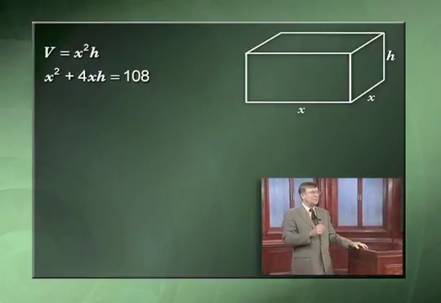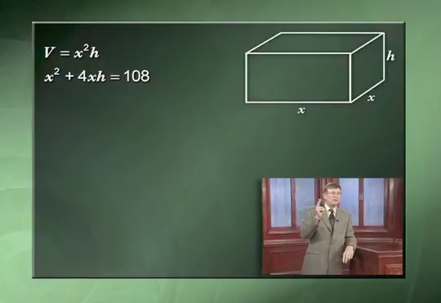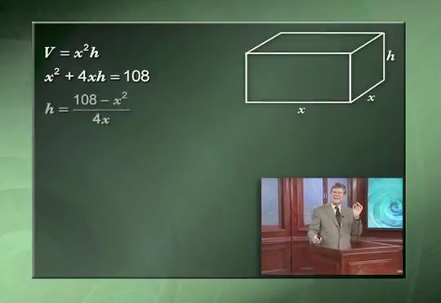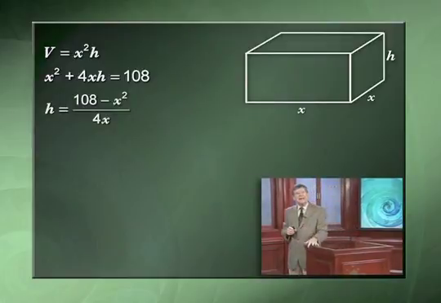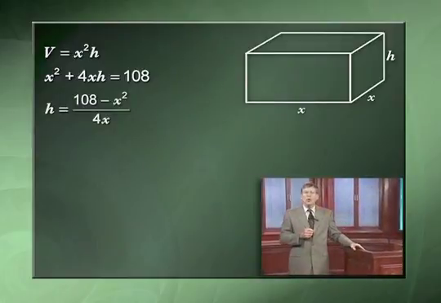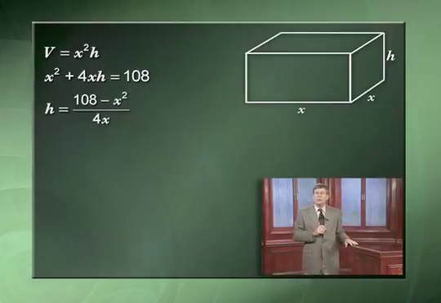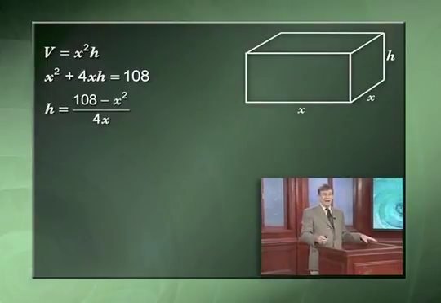So now we can use this surface area restriction to eliminate one of the variables. And I think it's pretty clear it would be easier to eliminate the variable h in this equation. So solve for h in the surface area equation, and you obtain that h is (108 minus x squared) over 4x. Okay, you see how I did that? I moved the x squared to the other side, and then I divided the entire right-hand side by 4x.